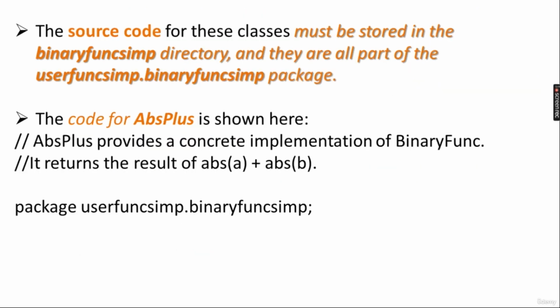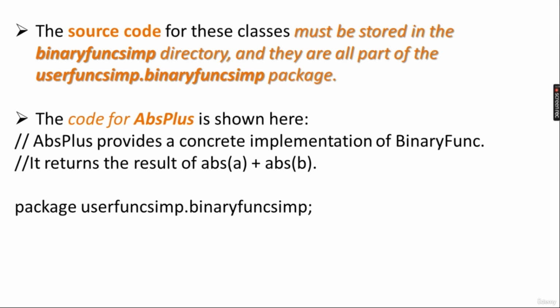These are provided by the classes AbsPlusProvider as well as AbsMinusProvider. The source code for these classes must be stored in the binary functions implementation directory, because we are implementing over there, and they are all part of the user.functions.implementation.binaryfunctions implementation package. Now, code for AbsPlus is shown here. AbsPlus provides a concrete implementation, or detailed function, of the BinaryFunction interface. And how is it implemented? Absolute of two values: addition of absolute of A and absolute of B.